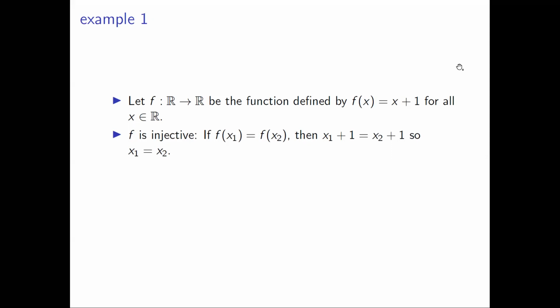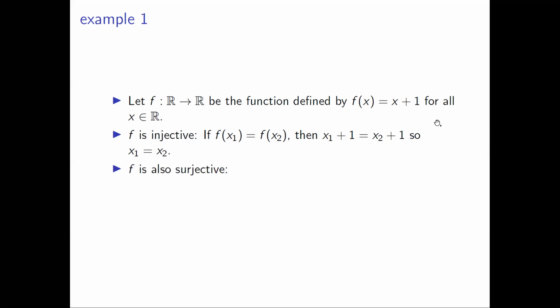So if f of x1 equals f of x2, then x1 equals x2. The contrapositive tells us that if x1 and x2 are not equal to each other, then f of x1 does not equal f of x2. So that gives us injectivity. And this is how we can check injectivity for any function. And we'll see another example later.